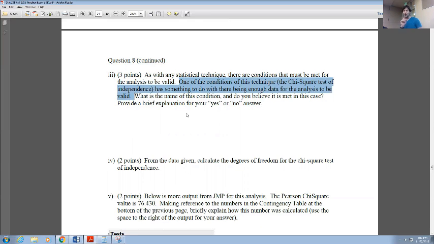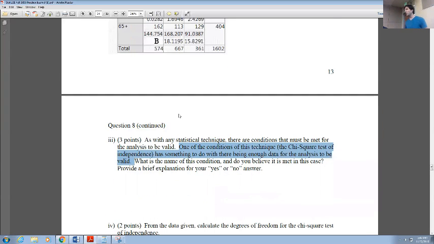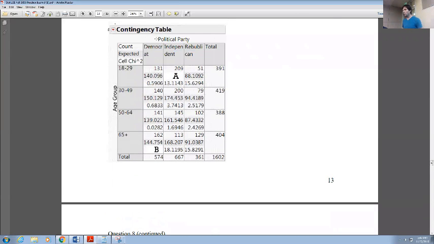And this condition is the expected cell count condition. Now, I like to remember this one this way. We have 2 categorical variables. We used to have the success failure condition where it was 10, but with 2 categorical variables, we're going to divide it in half and have 5. We want each expected cell count to be larger than 5. And you can look and see that all of the expected cell counts are larger than 5.